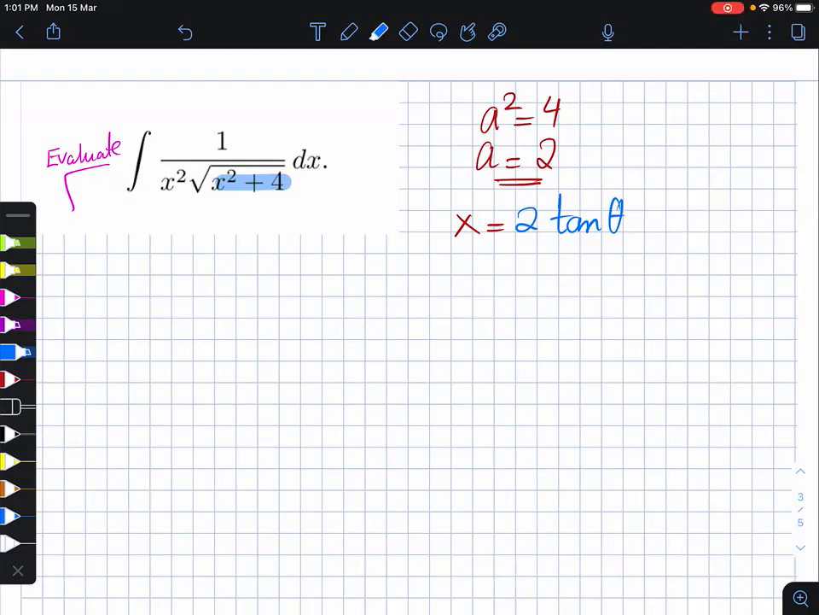Differentiate both sides with respect to theta. We have dx equal to 2 sec squared theta d theta, since the derivative of tan is sec squared. Now we have dx, and we have only x in the denominator, so we need x squared as well.